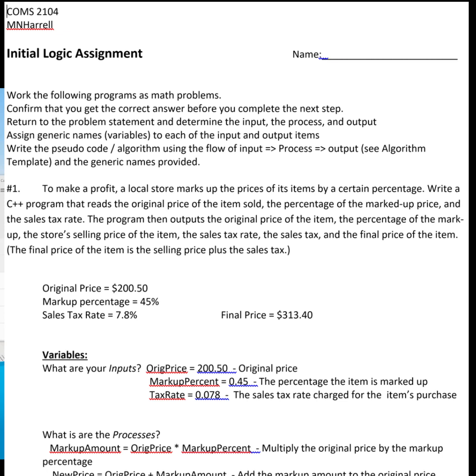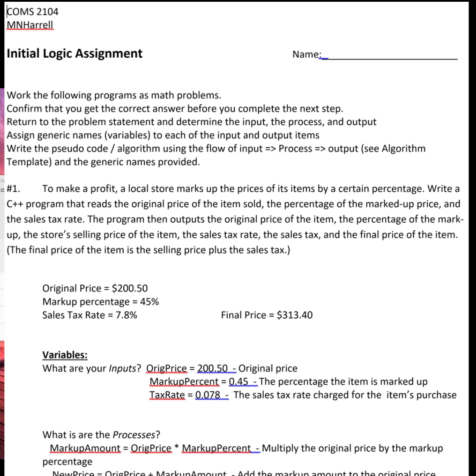Work the following programs as math problems. Confirm that you get the correct answer before you complete the next step. So we first have to check our math, right? Get the right answer. Return to the problem statement and then determine your inputs, the process, and the output. Assign generic names or variables to each of the input and output items. Then write your pseudocode or algorithm using the flow input, process, output. See the algorithm template if you want to understand what we're talking about, because they kind of go together with this. And the generic names provided.